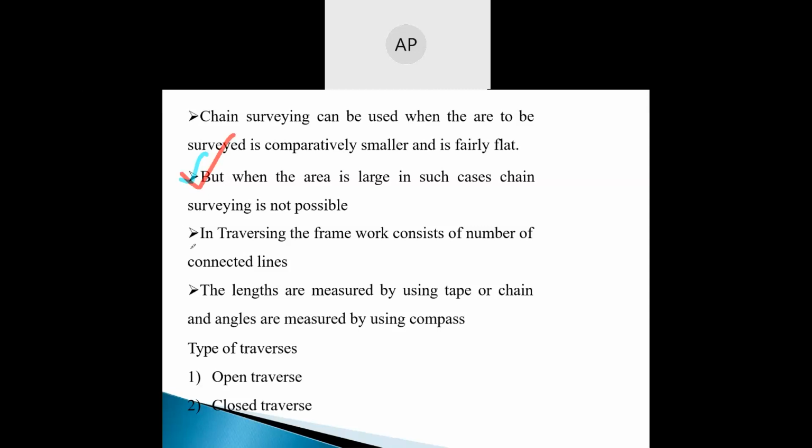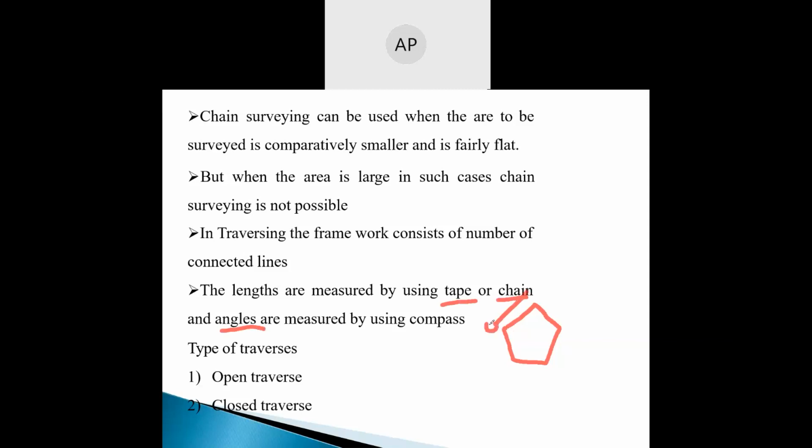So then we have to apply traversing. Traversing means compass surveying. The framework consists of a number of connected lines. The lengths are measured by using a tape. So traverse means, suppose there are various lines interconnected to each other. Then we can measure the direction with a compass, but the length we have to measure with a tape or chain. And the angles, the directions.